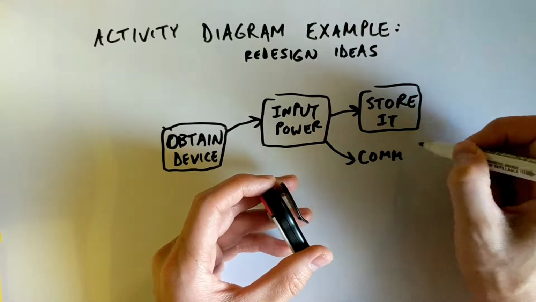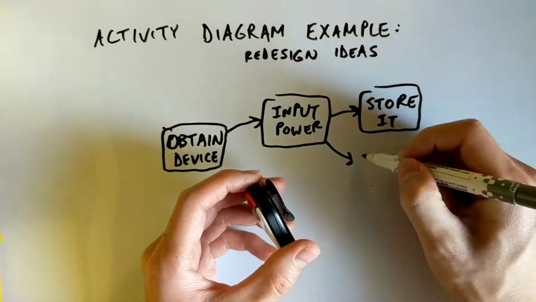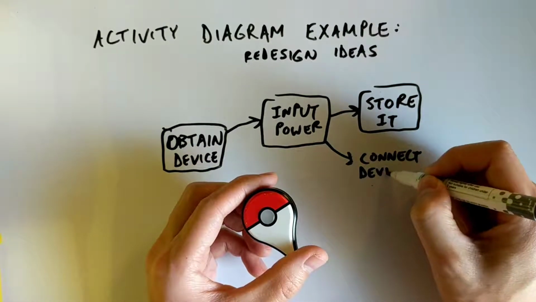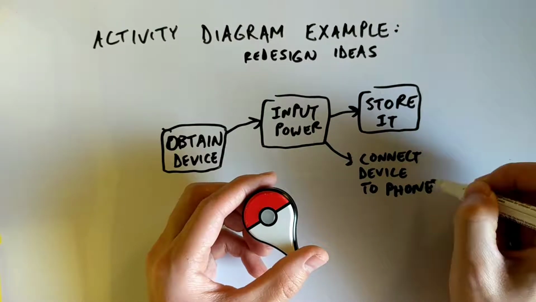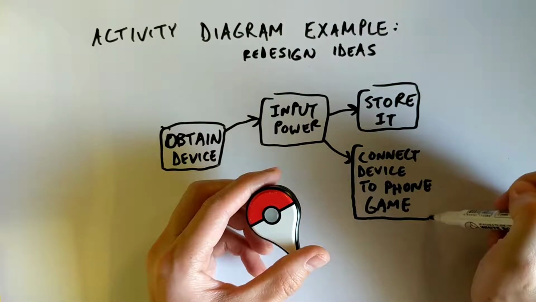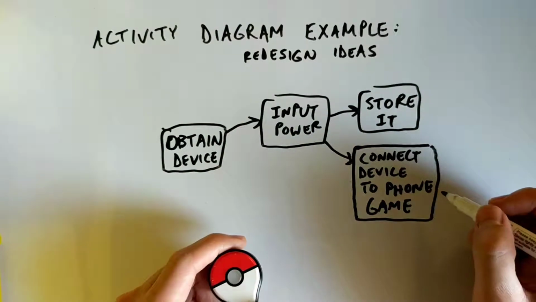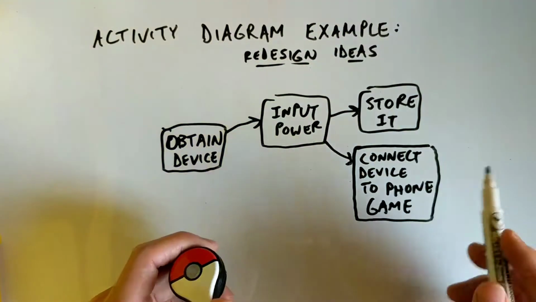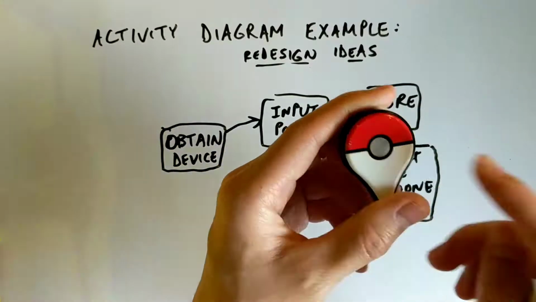communicate with the phone. Sorry, I need to ask, what am I going to do with this? I'm going to connect, as the user, the device to my phone, specifically to the phone game, the Pokemon Go app. And so I know that we use Bluetooth, but again, good activity diagram practice isn't going to get so specific. And you'll see why in a second, because we're trying to get redesign ideas, so we don't need to start out so specific. So we're going to somehow connect the device to the phone game. And in this case, you press the button and it's supposed to do it.